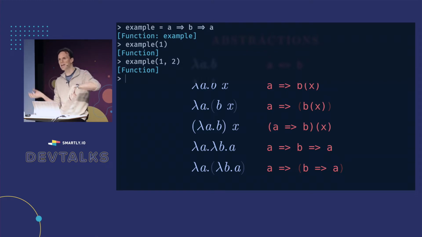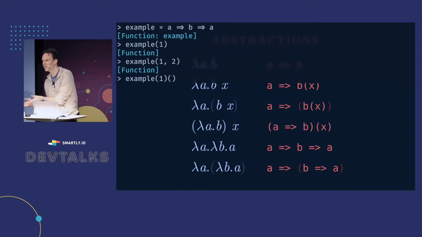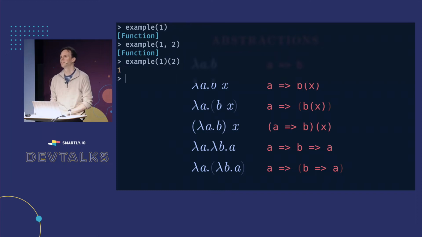So how do I pass in A and B? Well, since passing in A returns a function, I can immediately invoke that function expression. Oh my God, ifs, they're back. With the second argument. And now I actually get a result.